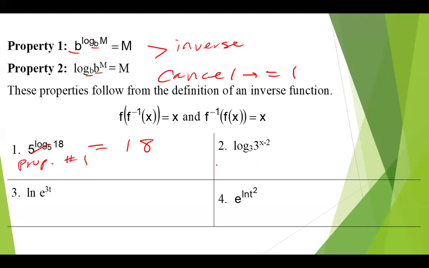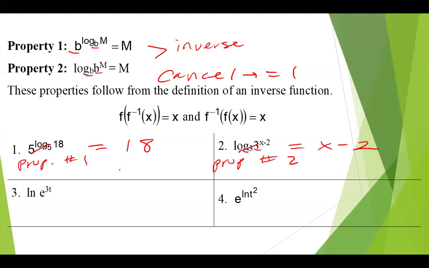Okay, log base 3 here. This is an example of property number 2. The base of the log and the base of the argument are the same. So, you're just going to be left with the power, which is x minus 2.